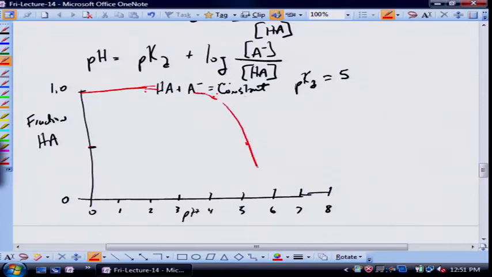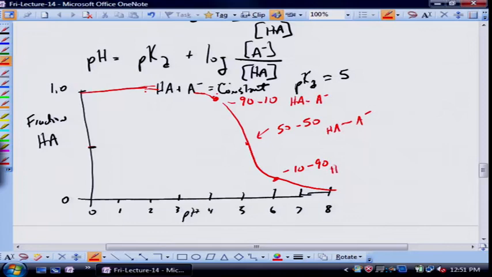And then it'll be the opposite there. It'll be about 90% at pH 6. This is 50-50. This is, say, 10-90. And this is 90-10 of HA to A minus. HA to A minus. Okay?